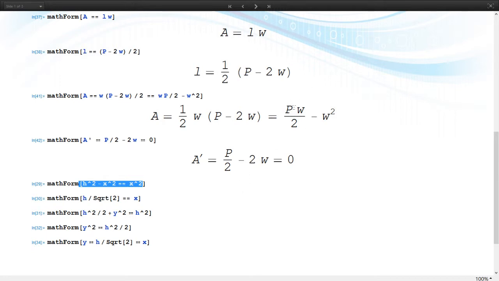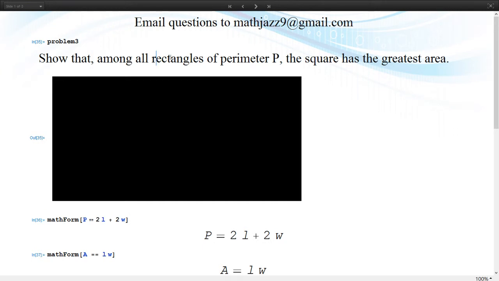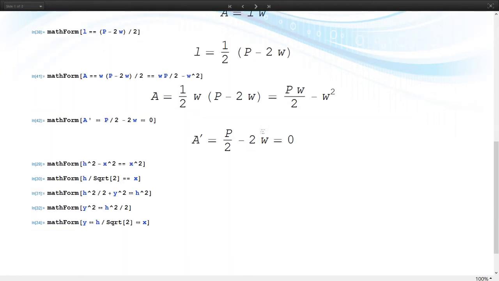Notice that I didn't take the derivative of P. That's because P is a constant. We said for fixed perimeter. So that's why we treat P like a constant. All rectangles of perimeter P. Maybe I should explicitly say a fixed perimeter P, but that's understood that P is a constant for this problem.